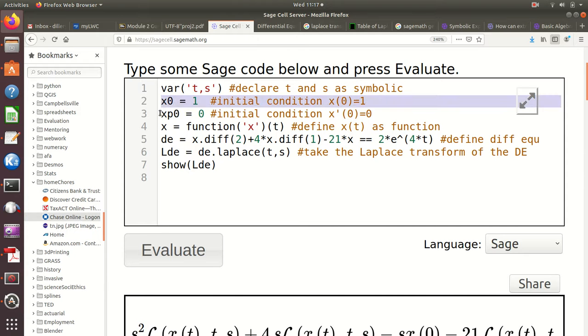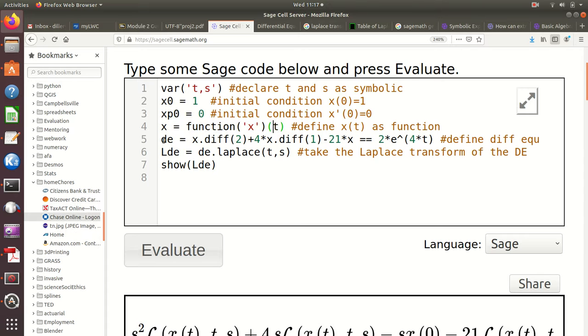And so remember, we had initial conditions, x of 0 was 1, so I have that, and x prime of 0 was 0, so I have that, and a nice comment there pointing that out. And then here we define x as a function of t. That's all that's doing, and making it symbolic.